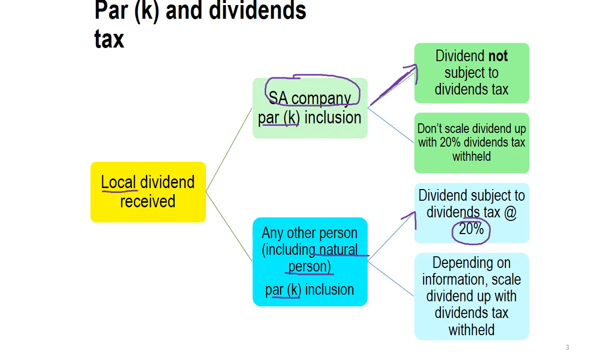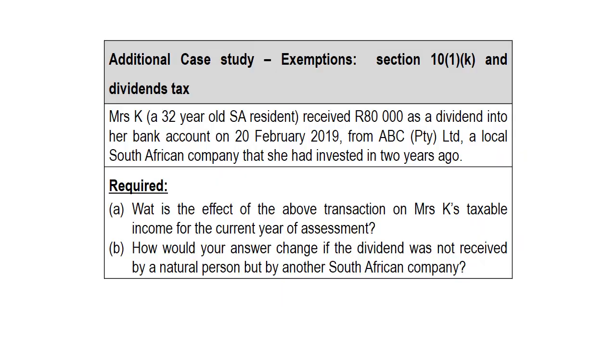Now, the easiest way to explain this is to show it to you in a case study, and this is a case study that's not in your study guide. It's a separate one. So I've given you Mrs. K. She's a 32-year-old South African resident. She received 80,000 Rand as a dividend into her bank account on the 20th of February 2019 from a local company that she had invested in 2 years ago.